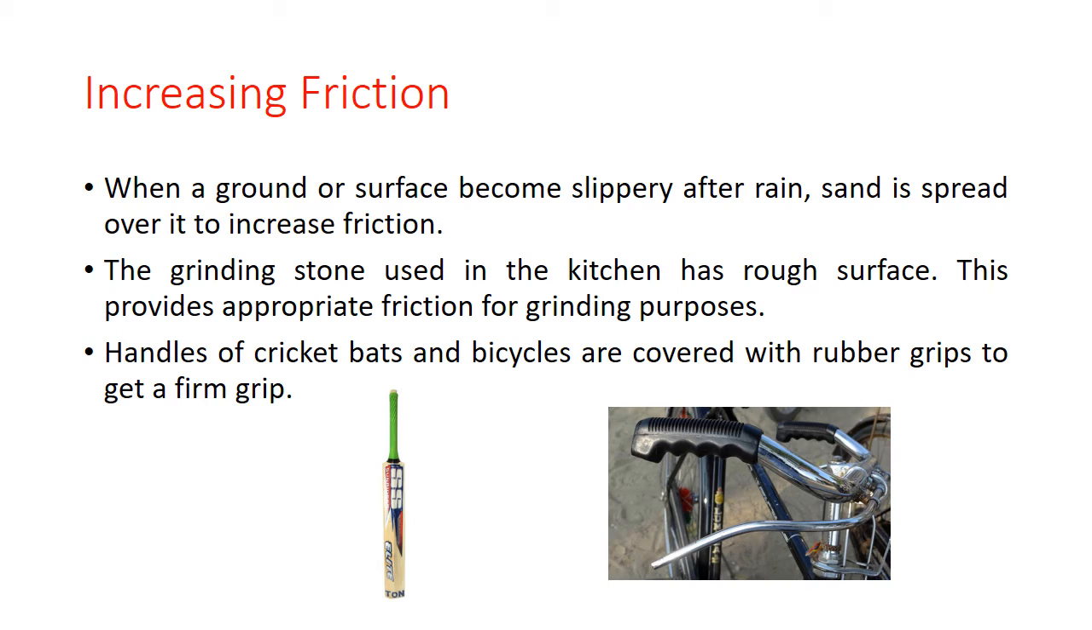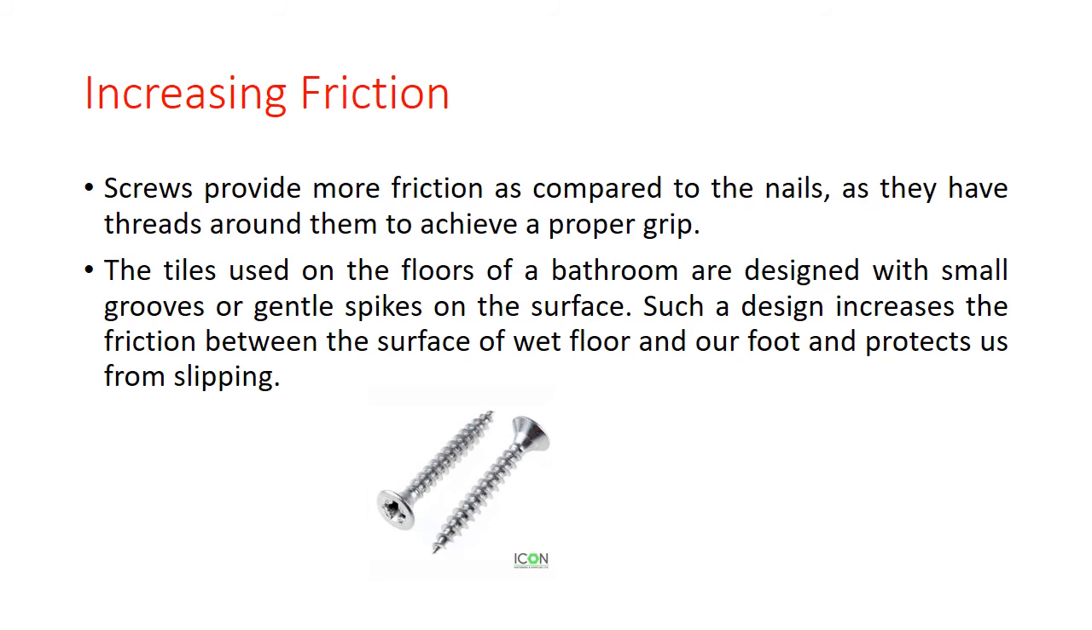The grinding stone used in the kitchen has rough surface. This provides appropriate friction for grinding purposes. Handles of cricket bats and bicycles are covered with rubber grips to get a firm grip. Screws provide more friction as compared to the nails, as they have threads around them to achieve a proper grip.